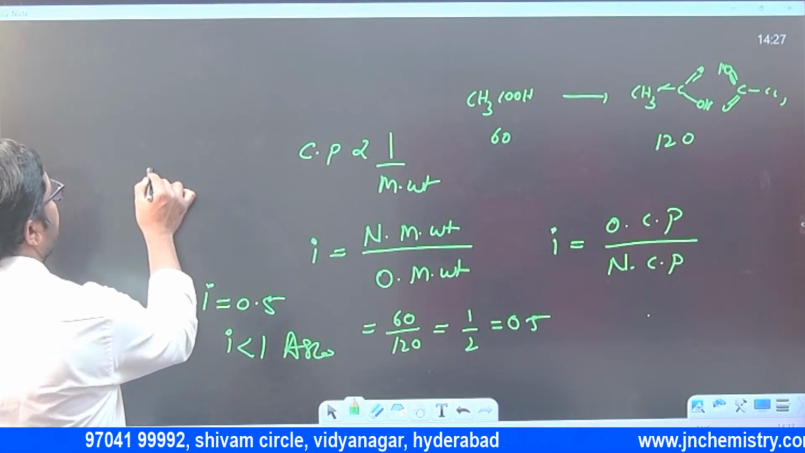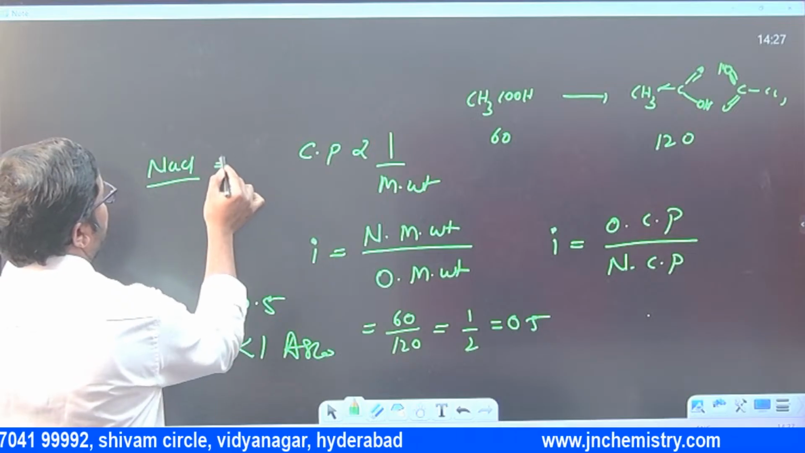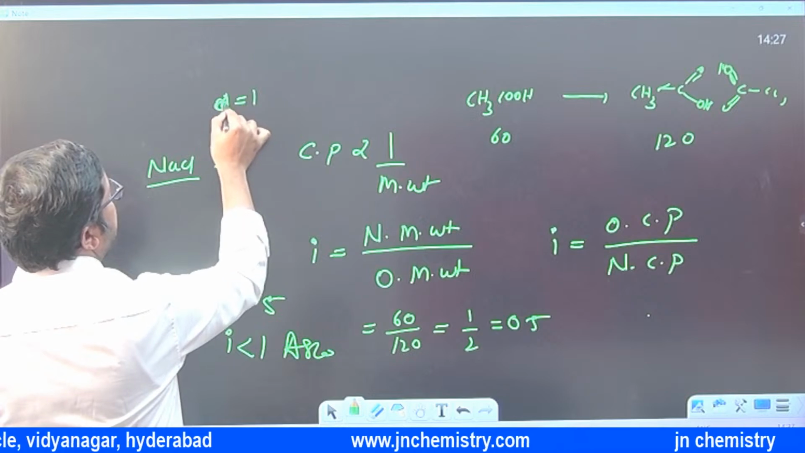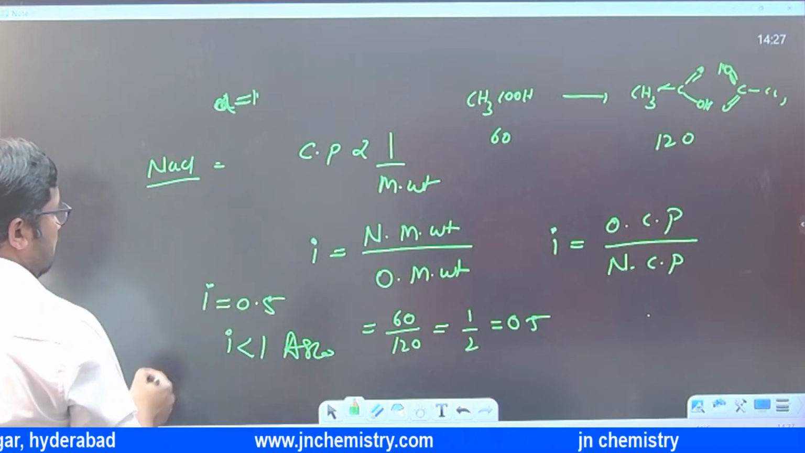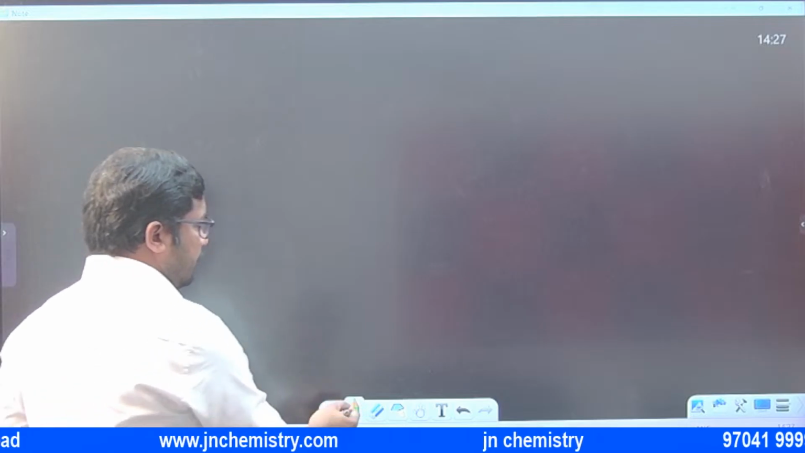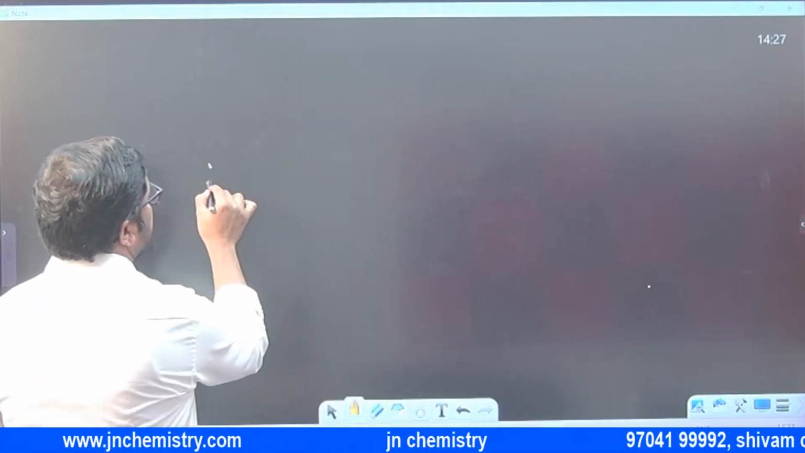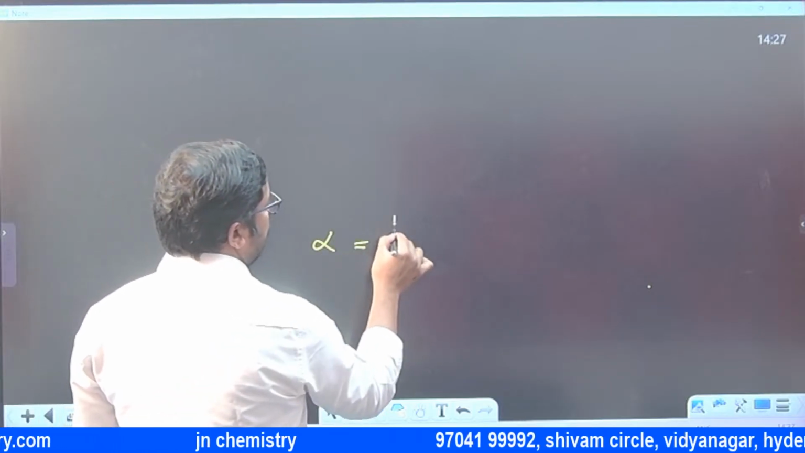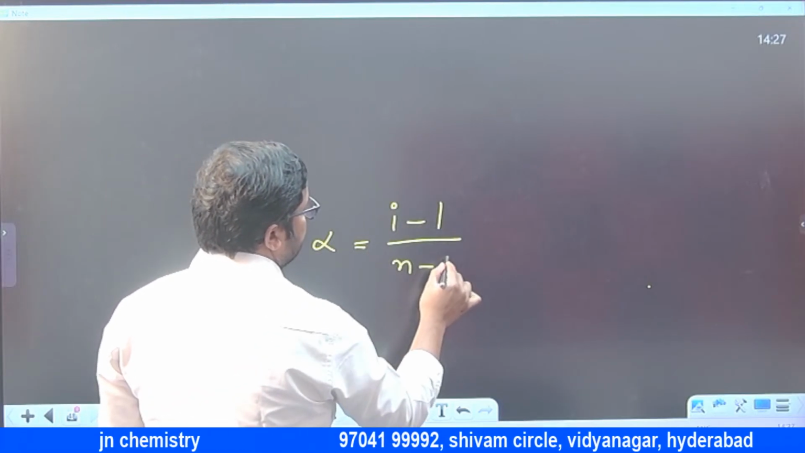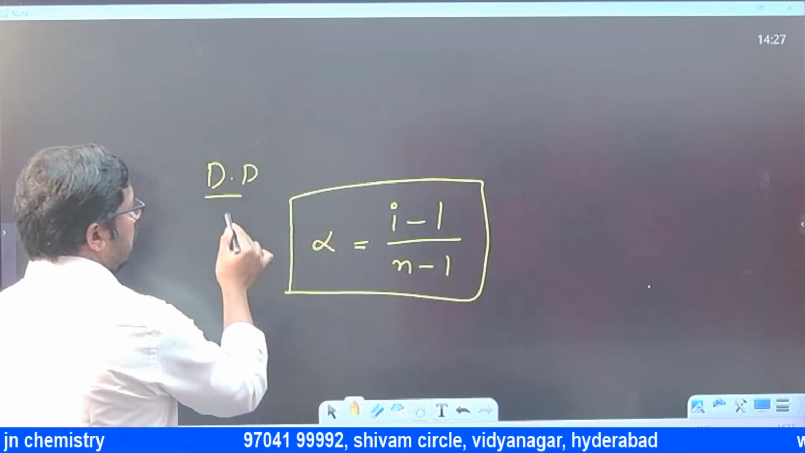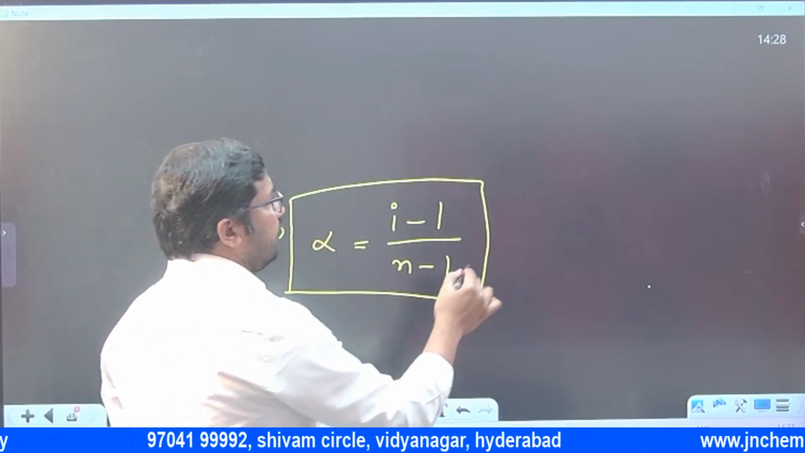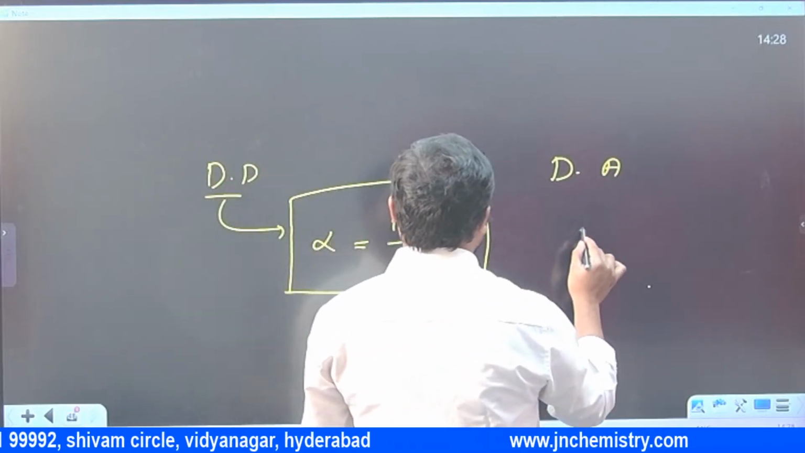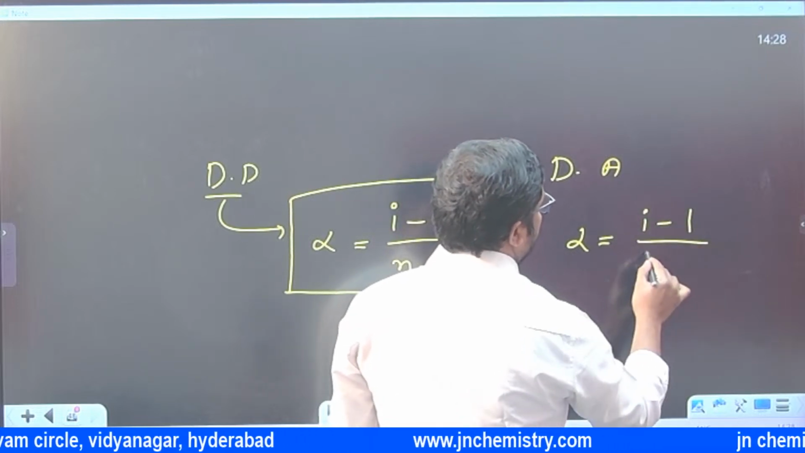For example, NaCl has 100% dissociation. n = 2, α = 100%. α = 1 means 100% dissociation. So in case dissociation takes place, we use the degree of dissociation: α = (i − 1)/(n − 1). Write it down. The derivation for the degree of association is not needed. Okay, α = (i − 1)/(n − 1).